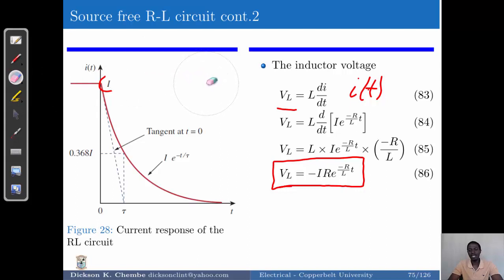Next, we're going to look at the forced response of the capacitor as well as the inductor forced response, and then we'll look at some examples.